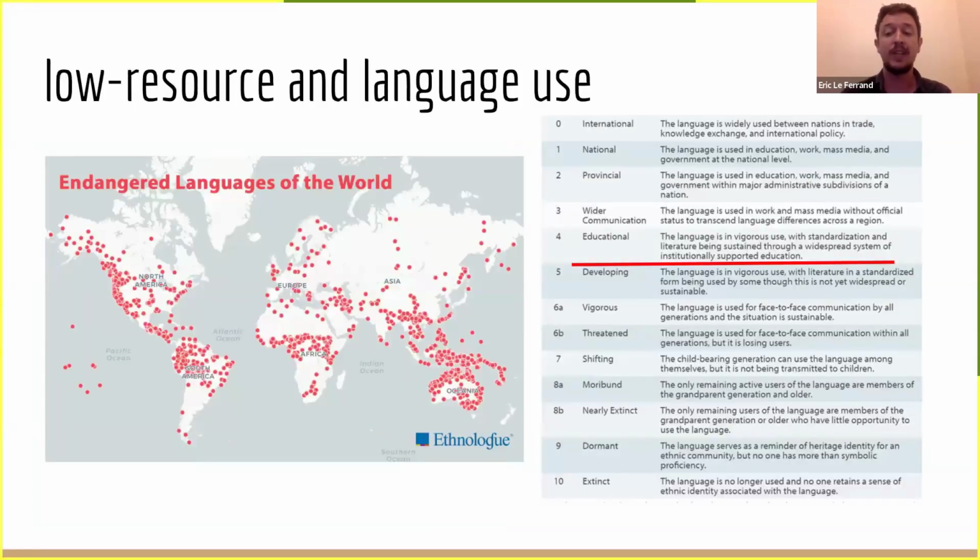To get back to the classification, I want to draw a line between level 4 and level 5, which determine the institutional support that a language might receive. At 4, we have a standard way of writing the language and educational support. Below that, we don't have this kind of support, and then we have a drastic limitation of the resources available.